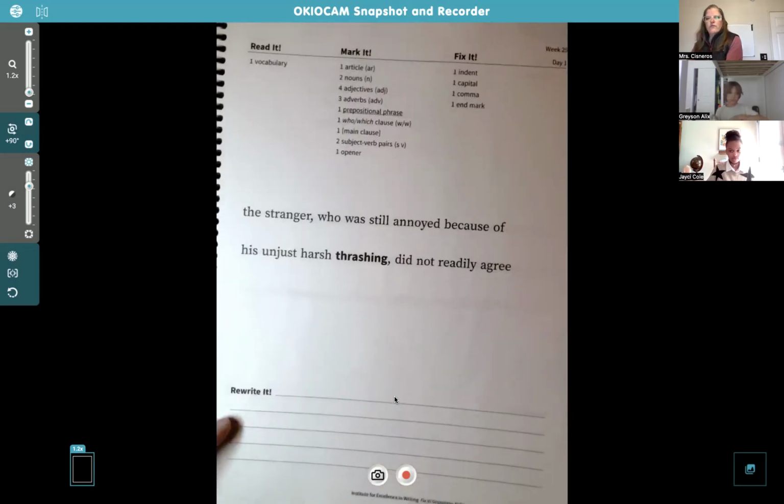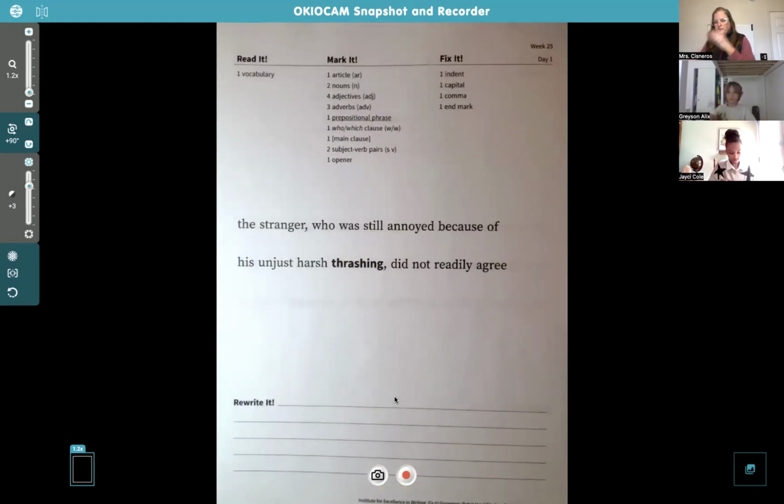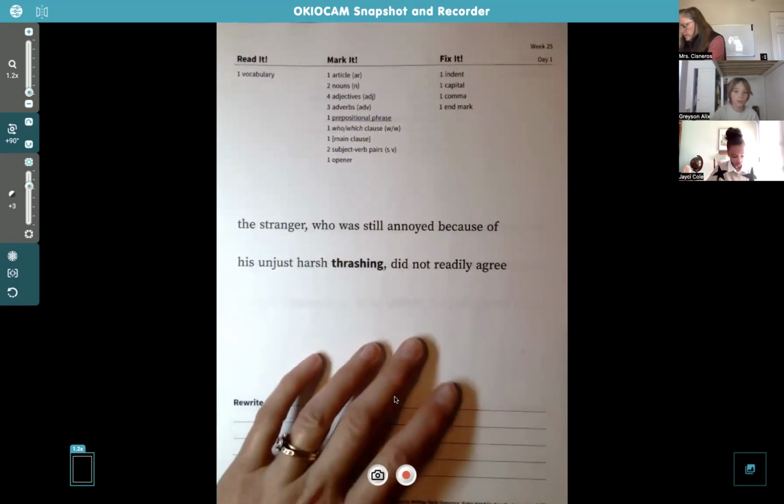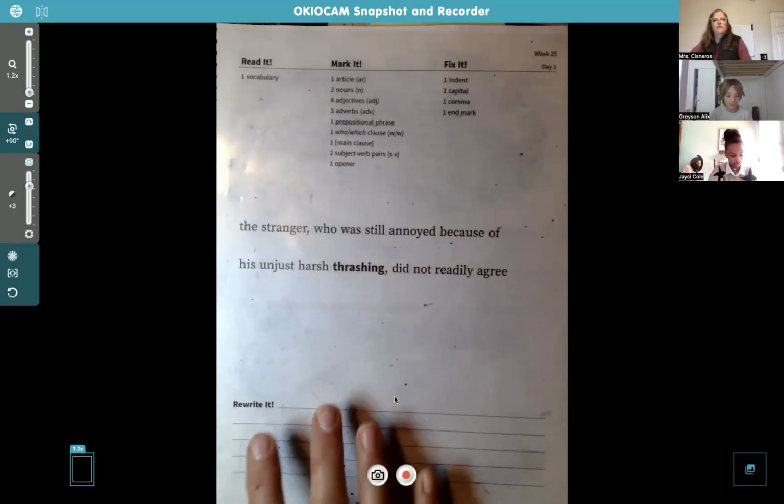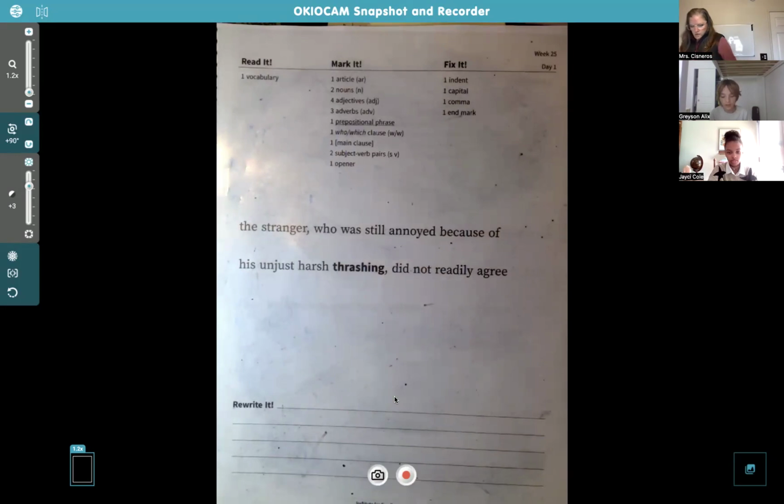This is page 147. And how about Grayson? How about you read it today? The stranger, who was still annoyed because of his unjust, harsh thrashing, did not readily agree.